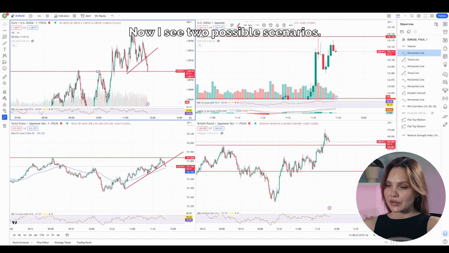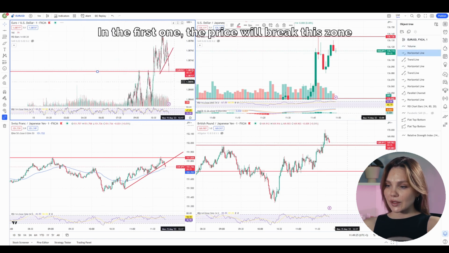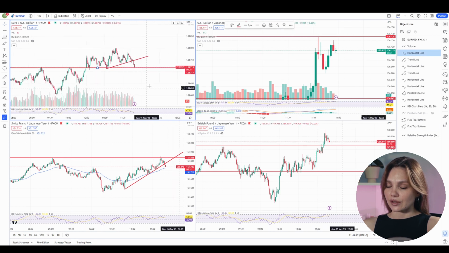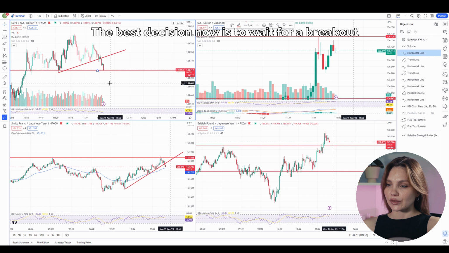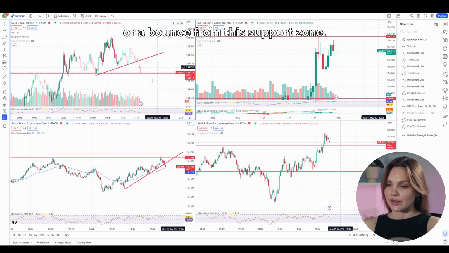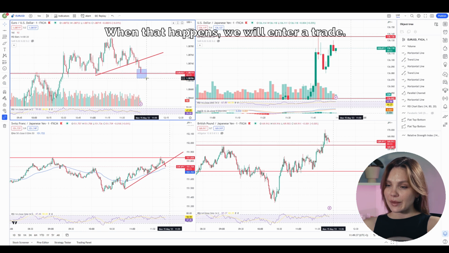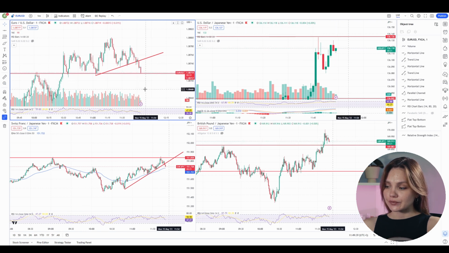Now I see two possible scenarios. In the first one, the price will break this zone, and in the second one, it will bounce a bit. The best decision now is to wait for a breakout or a bounce from this support zone. When that happens, we will enter a trade.